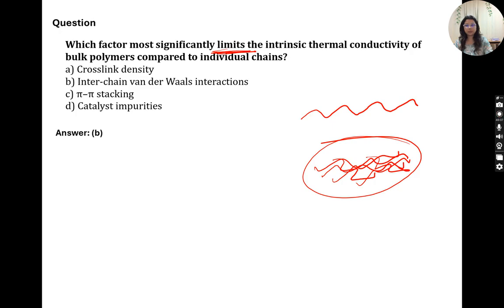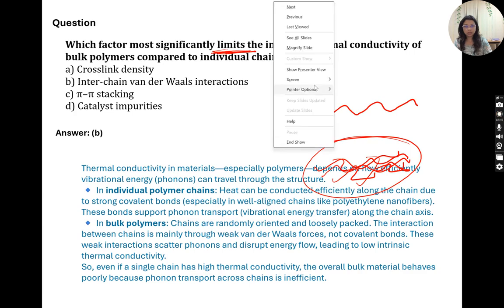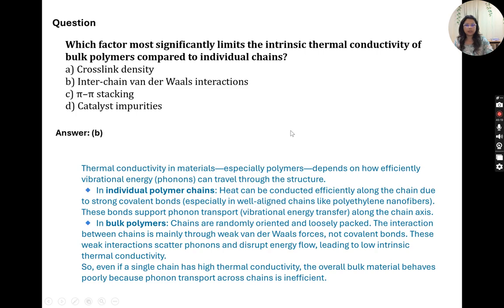So yeah, the answer is B, which is interchain van der Waals interactions. And the reason for this, I want to clear that all of these can limit the intrinsic thermal conductivity. All these factors decrease thermal conductivity. That's true: catalyst impurities, pi stacking, cross-linking density, interchain van der Waals interactions, all of these. But the major contributor to limiting the intrinsic conductivity is the interchain van der Waals interactions.